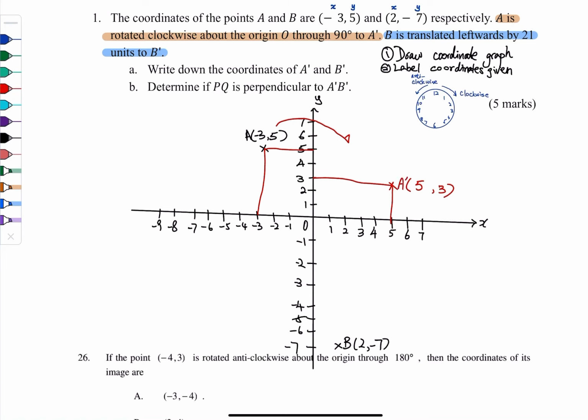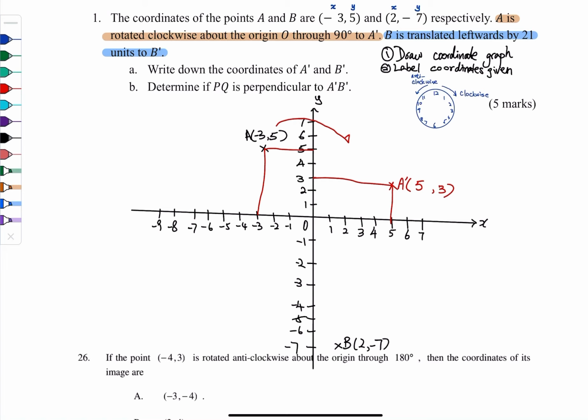That's your new A dot. And what happened to B? B is translated. Translated means moving. So it can move up, down, right, left, anywhere. So it's moved leftwards by 21 steps. So originally you are here, just at 2 here. And then now you're going 21 steps that side.